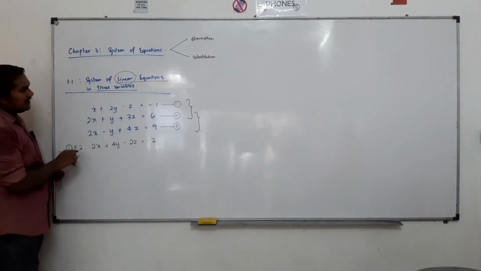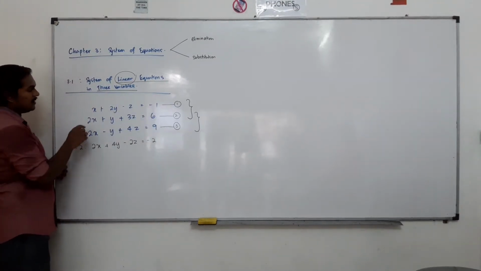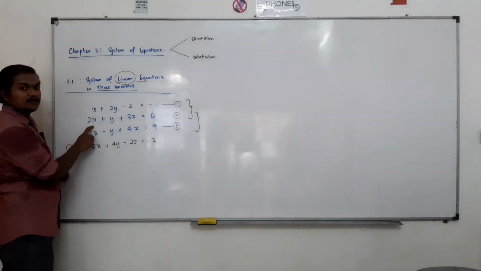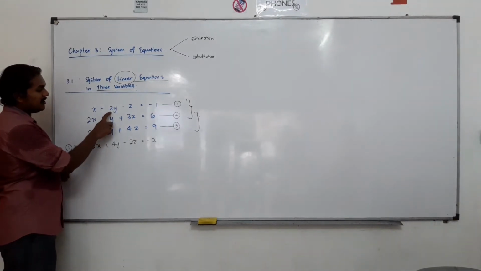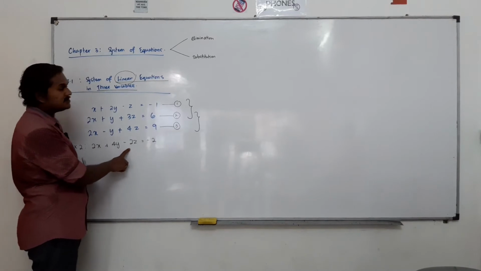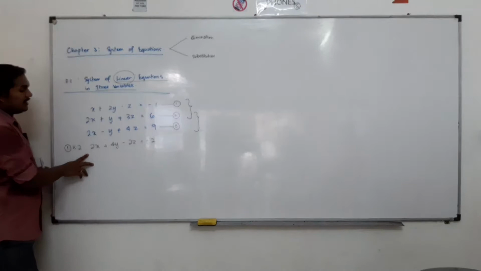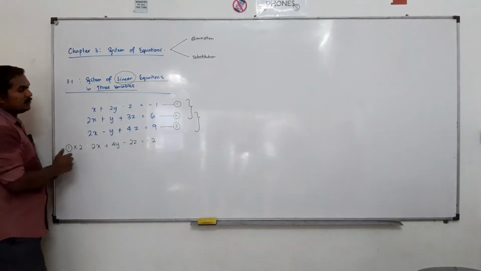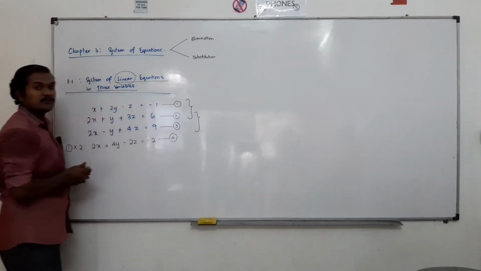So I am repeating again: equation 1, and I am multiplying with 2. The purpose why I am multiplying with 2 is because I want to make my x values equal. So x times 2 will be 2x, 2y multiplied by 2 will be 4y, and negative z multiplied by 2 will be negative 2z. Negative 1 multiplied by 2 is negative 2. So we already created one new equation here. We already modified the equation and created a new equation. We can name it as equation 4 now.